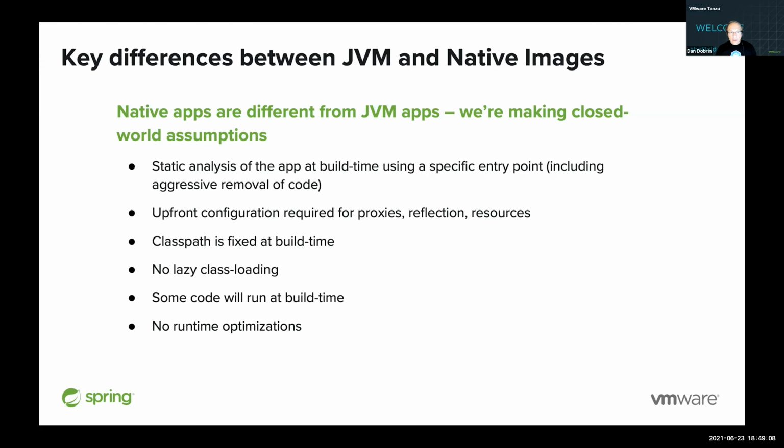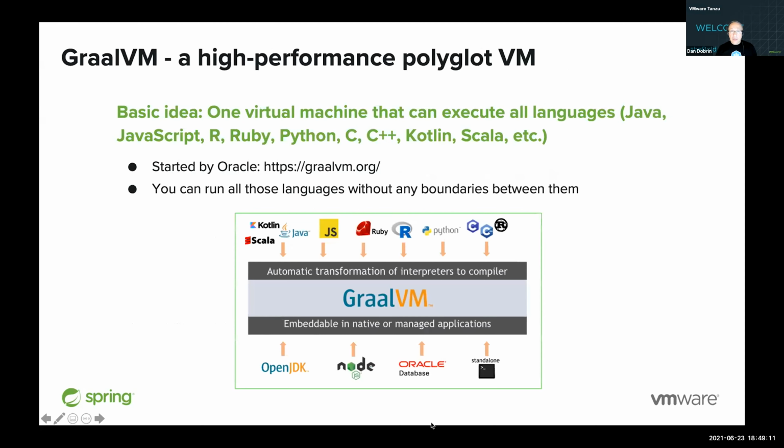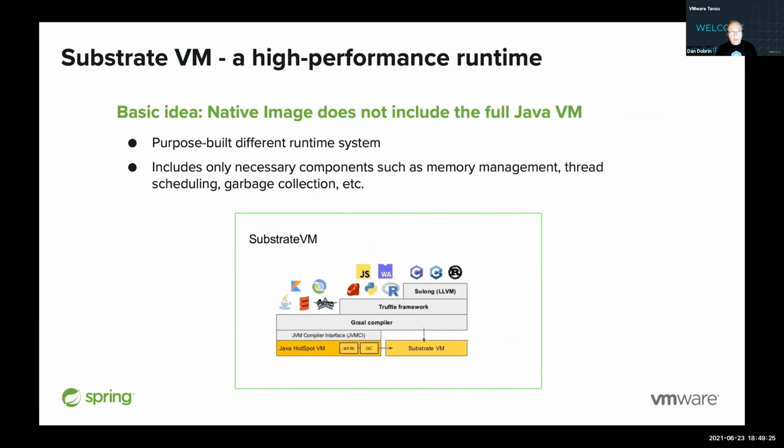What is it built on? So GraalVM, the basic idea, it's a virtual machine that can execute a whole lot of languages, maybe not all, but all the common ones which we're going to use. And when the GraalVM project was started by Oracle, they were thinking, do I need the entire JVM? Well, no, because the native image does not need to include the full JVM. It has a purpose-built different runtime system, and it includes only the necessary components, memory management, thread scheduling, GC, in a component called the Substrate VM.